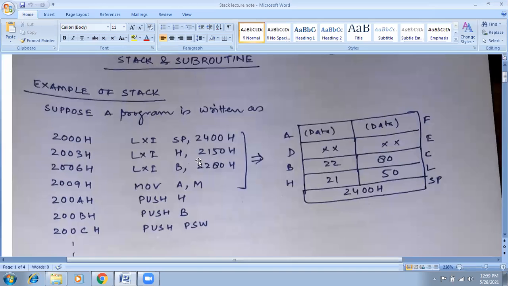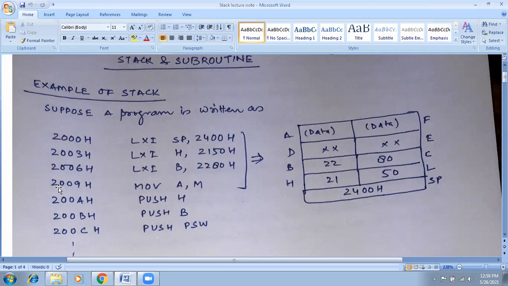So after execution of these 3 instructions, this will be the status of the register organization of the microprocessor. SP will have 2400, H will have 21, L will have 50, B will have 22, and C will have 80.